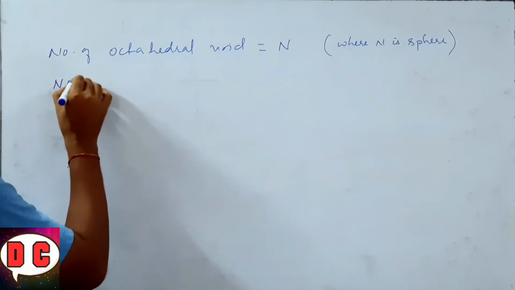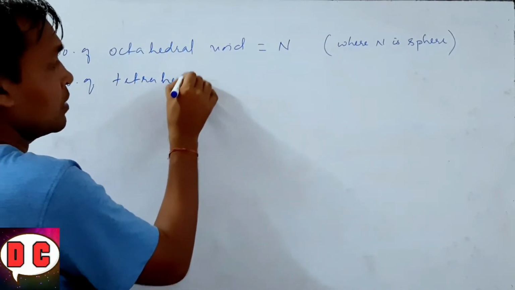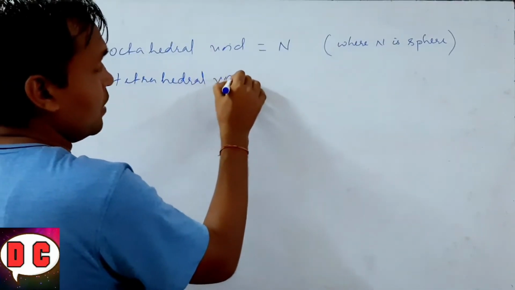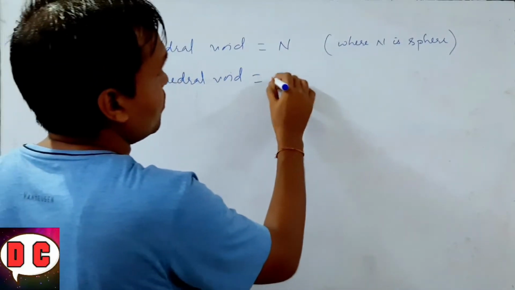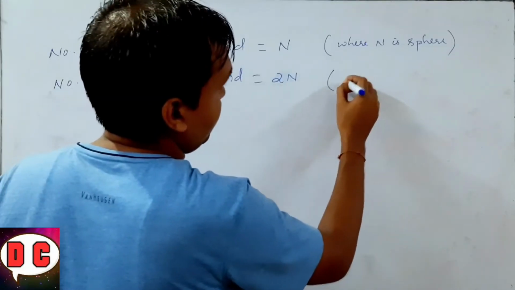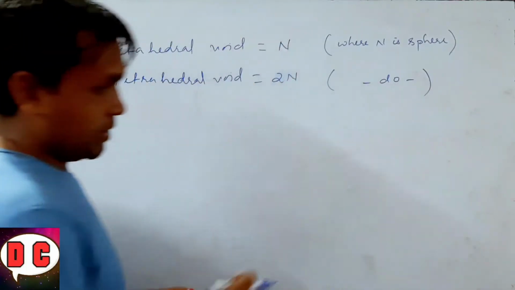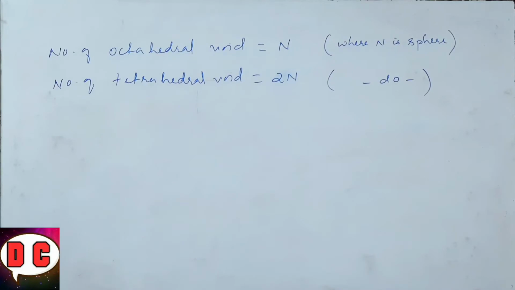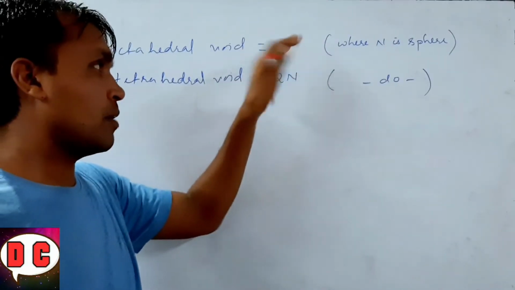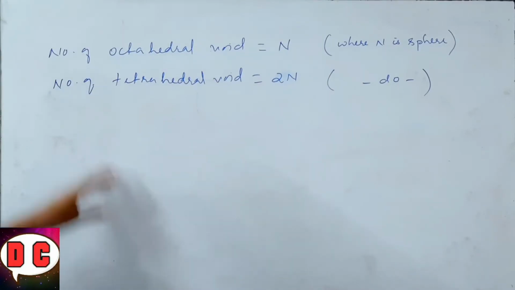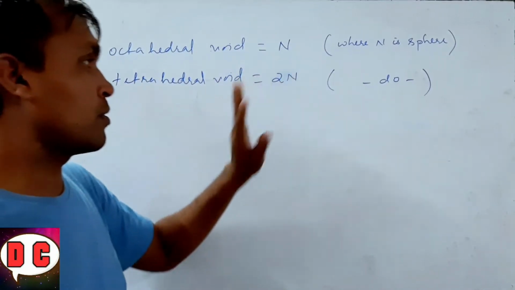Now the number of tetrahedral voids is equal to 2n, twice the number of spheres, where n is the number of spheres. Got it or not? So the number of octahedral voids or sites is equal to n, where n is the number of spheres, and the number of tetrahedral voids is equal to 2n.